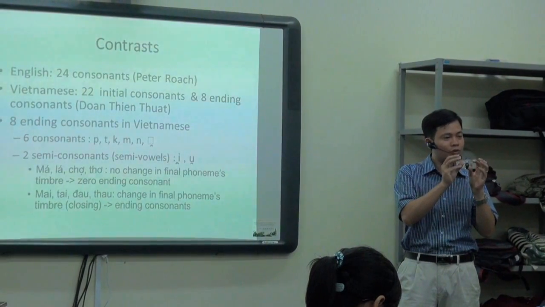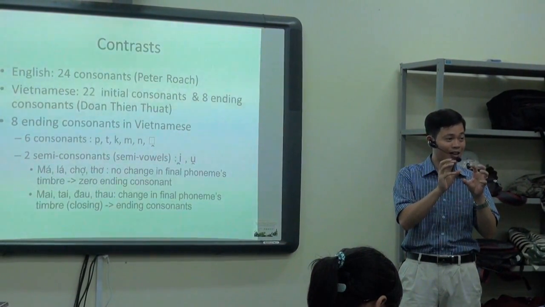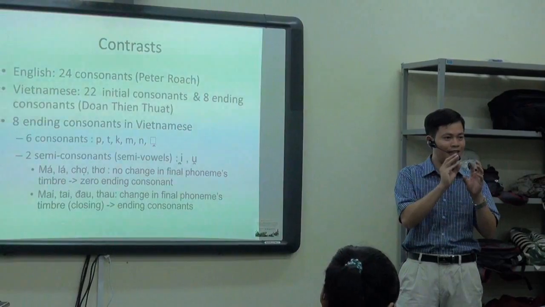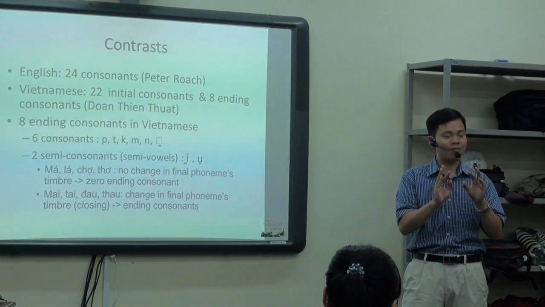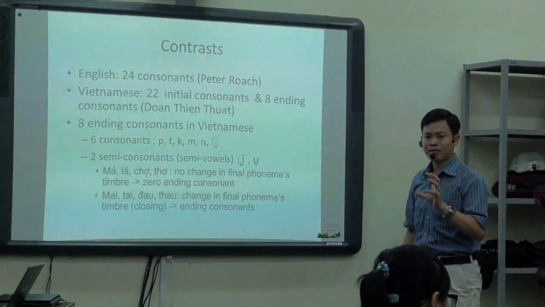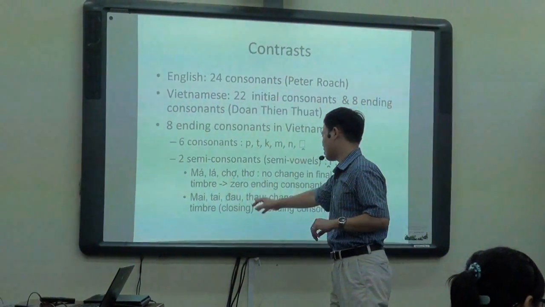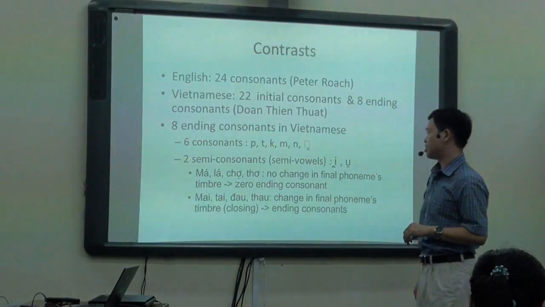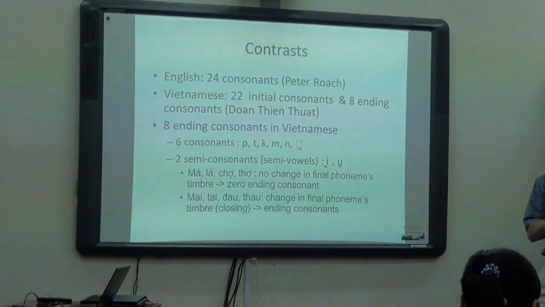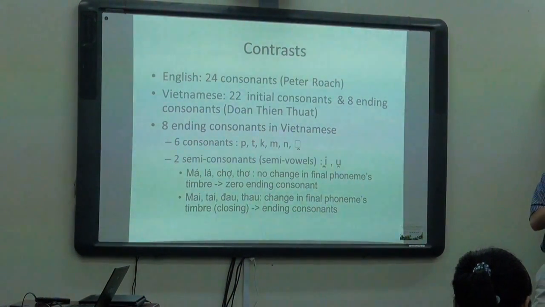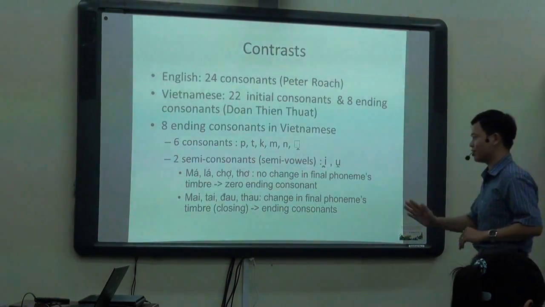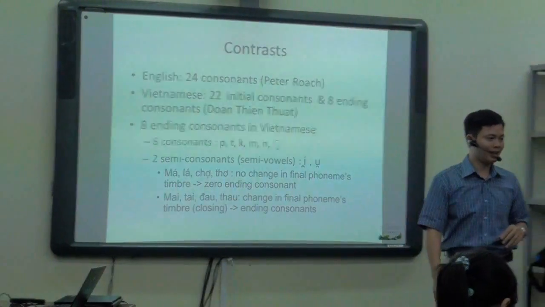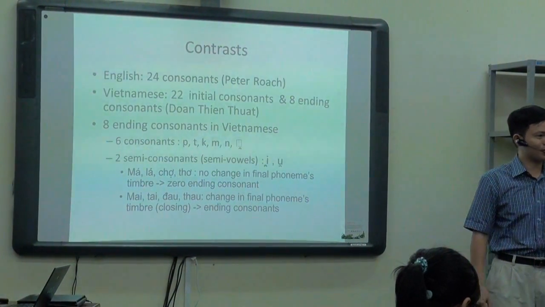So all of those sounds are closed, even though there is no consonant visible at the end of the sounds. They are closed thanks to what we call a zero ending consonant. Because theoretically speaking, without a consonant at the end, it is still open. But when you say má, it is actually closed.